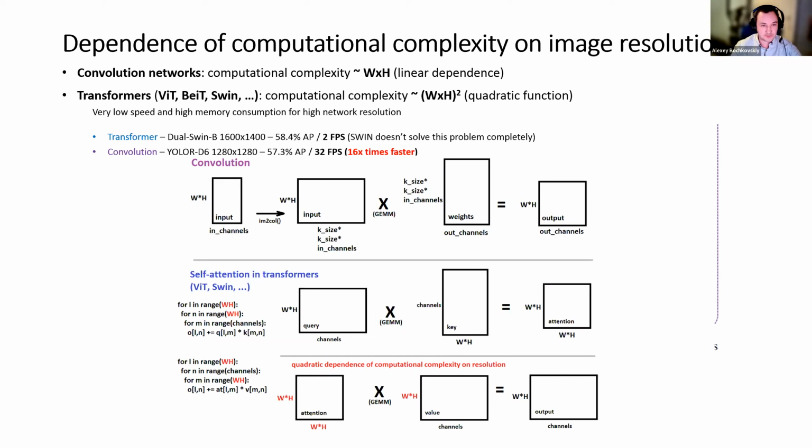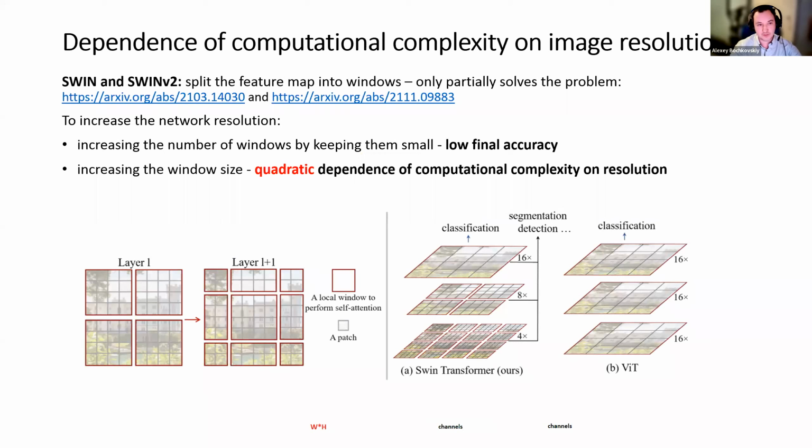And in the middle of this slide, I show two neural networks, Dual SWIN base and YOLOv4. They both have approximately the same accuracy. SWIN is just 1% more accurate, but YOLOv4 is 16 times faster. So SWIN is very slow, and SWIN doesn't solve this problem completely. But SWIN tries to solve this issue, at least partially.